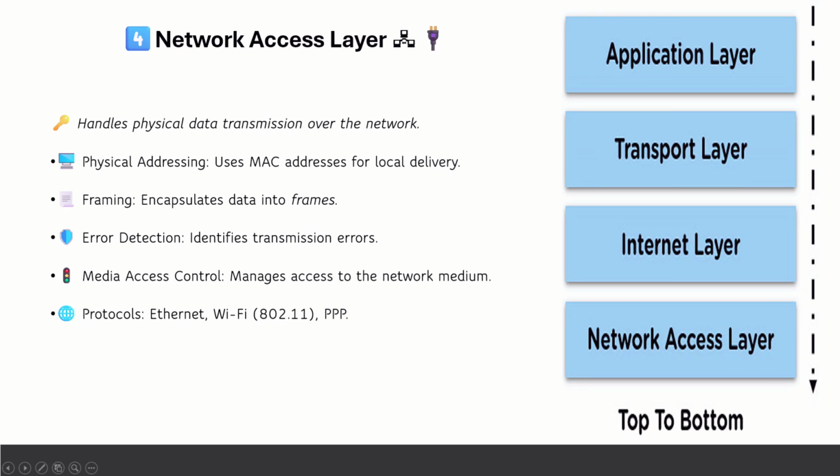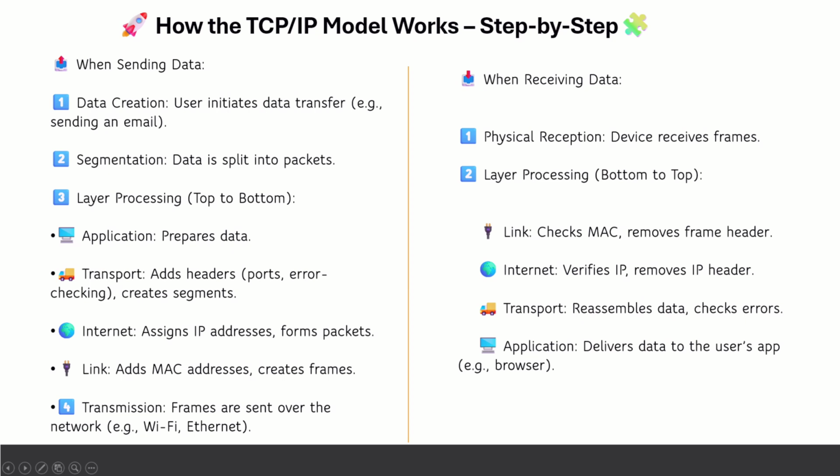How the TCP/IP model works step by step. When you're sending data: when a user initiates data transfer, such as sending an email or browsing a website, the data is first created at the application level. To ensure efficient transmission, large data is divided into smaller units called packets through a process known as segmentation. The data then moves down through the layers of the TCP/IP model.